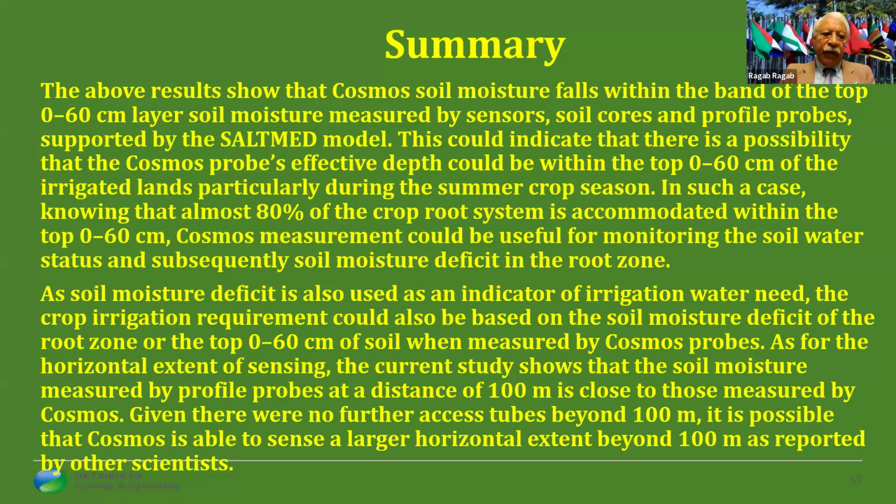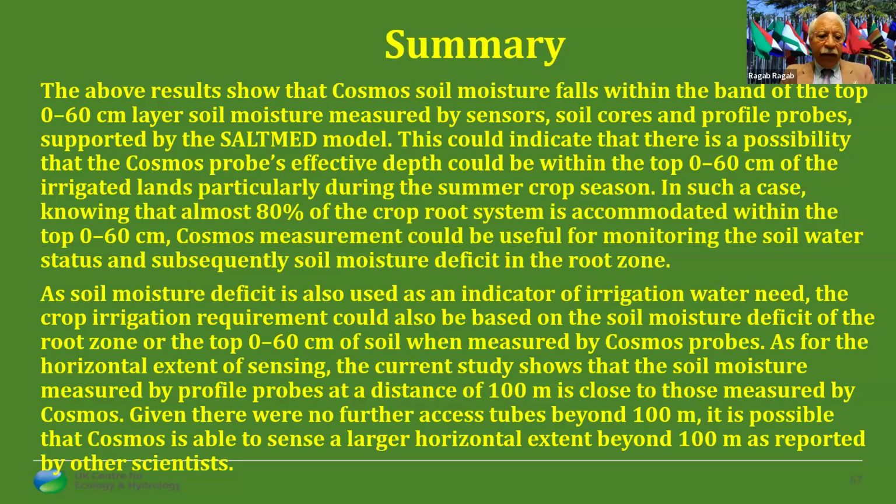So in summary, the above results show that the Cosmos soil moisture falls within the band of the top 0 to 60 centimeter layer soil moisture measured by sensors, soil cores, and profile probes. So that's what we found. The measurements of soil moisture from 0 to 60 centimeters were matching the one obtained by the Cosmos. This could indicate that there is a possibility that the Cosmos probe effective depth could be within the top 0 to 60 centimeters of the irrigated land, particularly during the summer crop season.